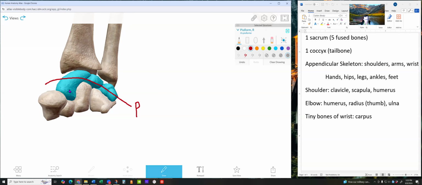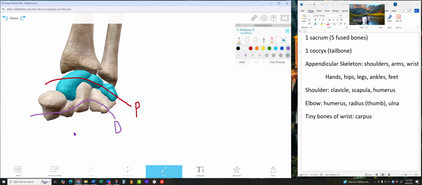So right now the proximal row is highlighted blue, and I have a line there going over them for P for proximal. I'm going to show you now, let's use purple here, the distal row. Here's your distal row of bones. D for distal.